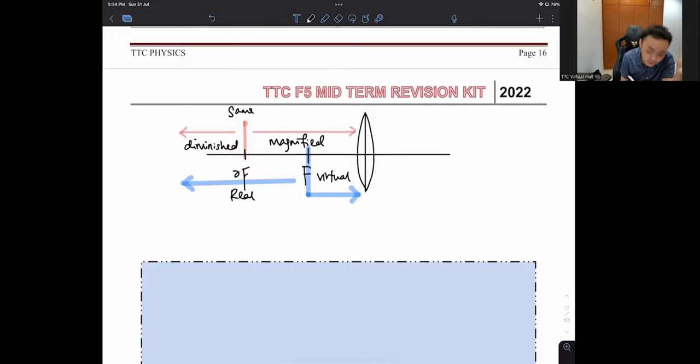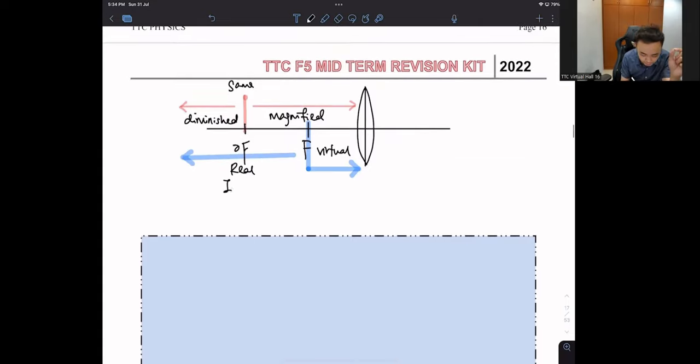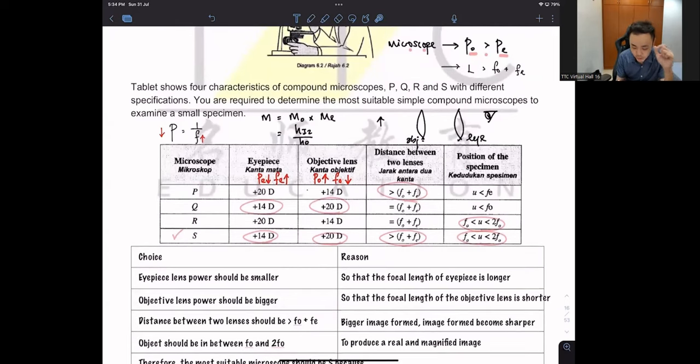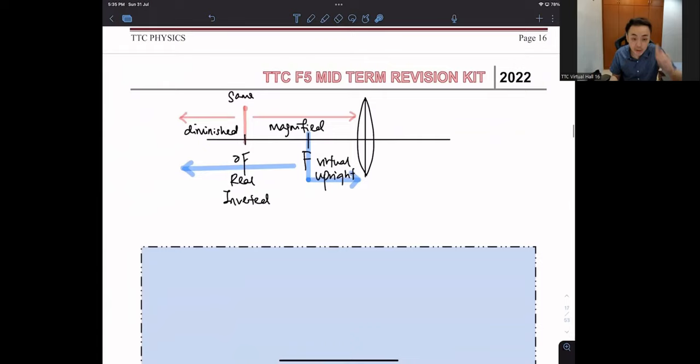And remember, just now I said a real image is normally packaged with inverted, and a virtual image is normally packaged with upright. Now remember what I said: when you've got two lenses, your object needs to pass through the first objective lens and then project to the eyepiece. Then only can the image form. You want to make sure that after going through the first lens, you have something to project to the second lens. And in order to do that, you need something to project. That's why you want the real image.